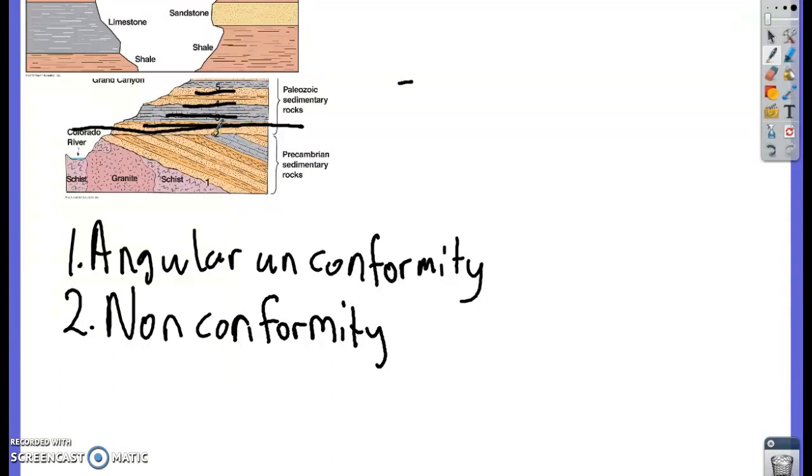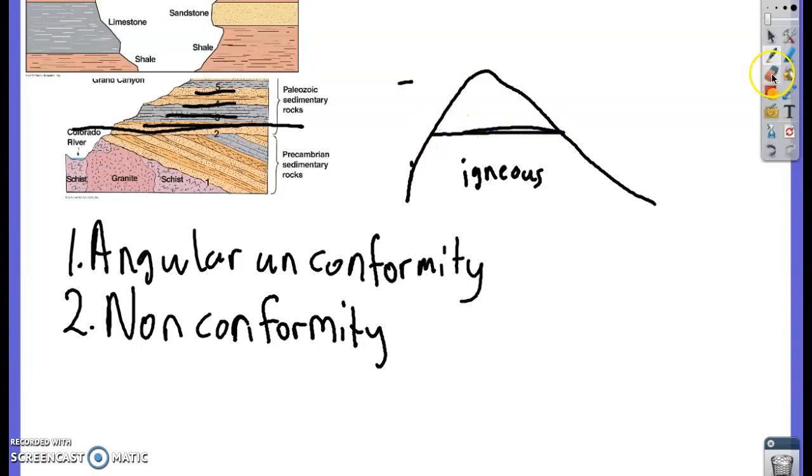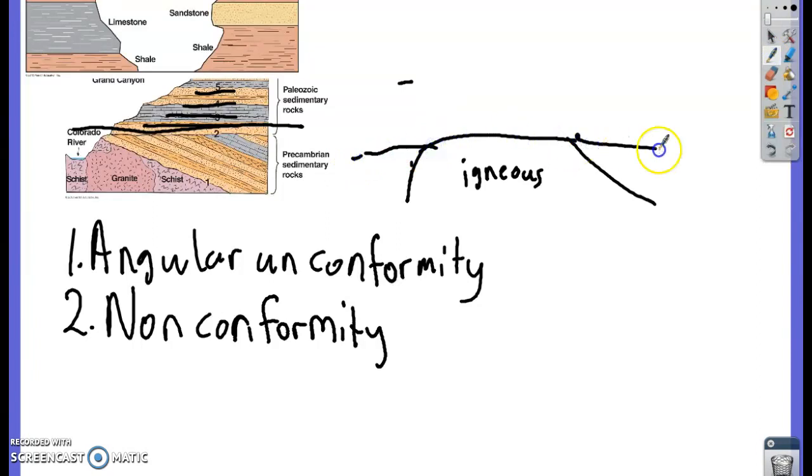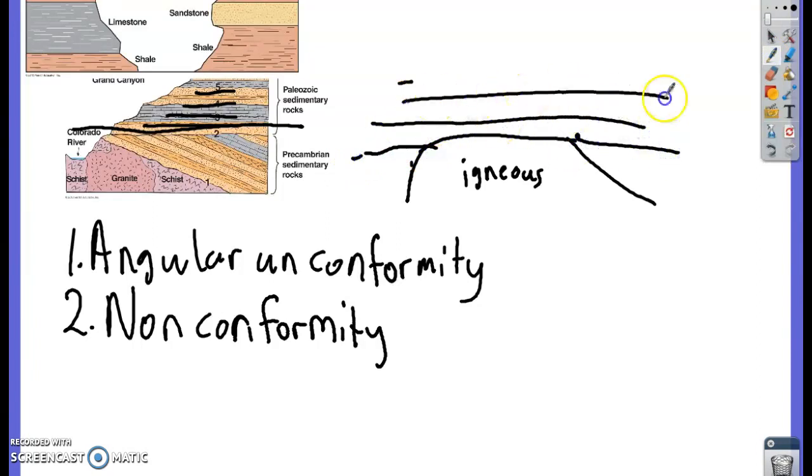A nonconformity, okay, nonconformity means there's things that don't match. For example, if these granite layers were to be shoved up into the air, so you have a layer of, say, igneous rock that was shoved up from underground, it may have formed many years ago. Well, eventually it may get eroded, and maybe other things get deposited, and then eventually you start getting layers on top of this layer.